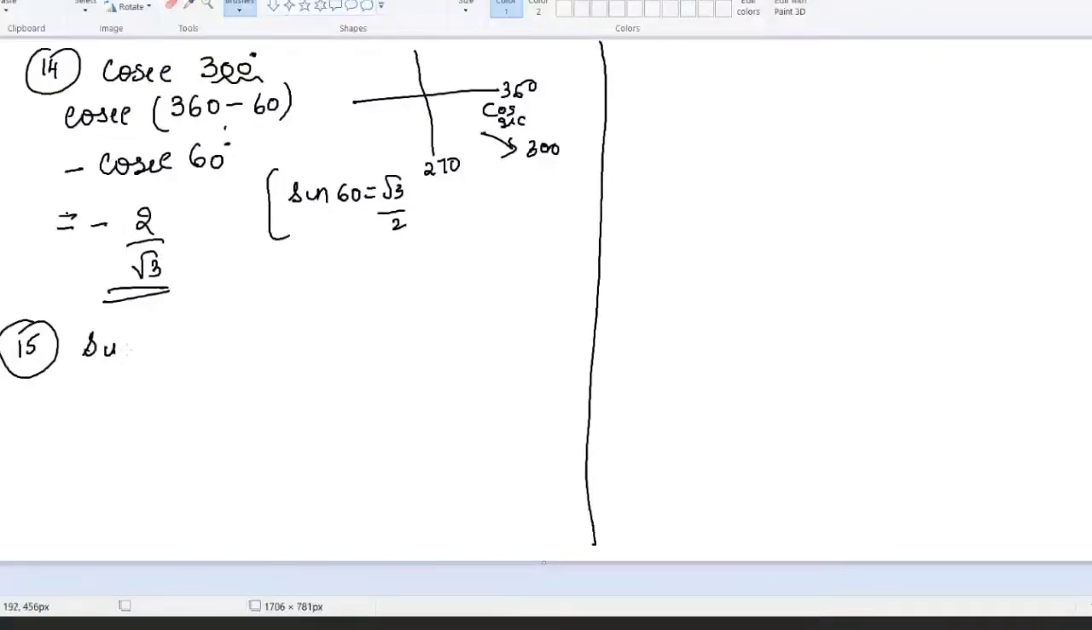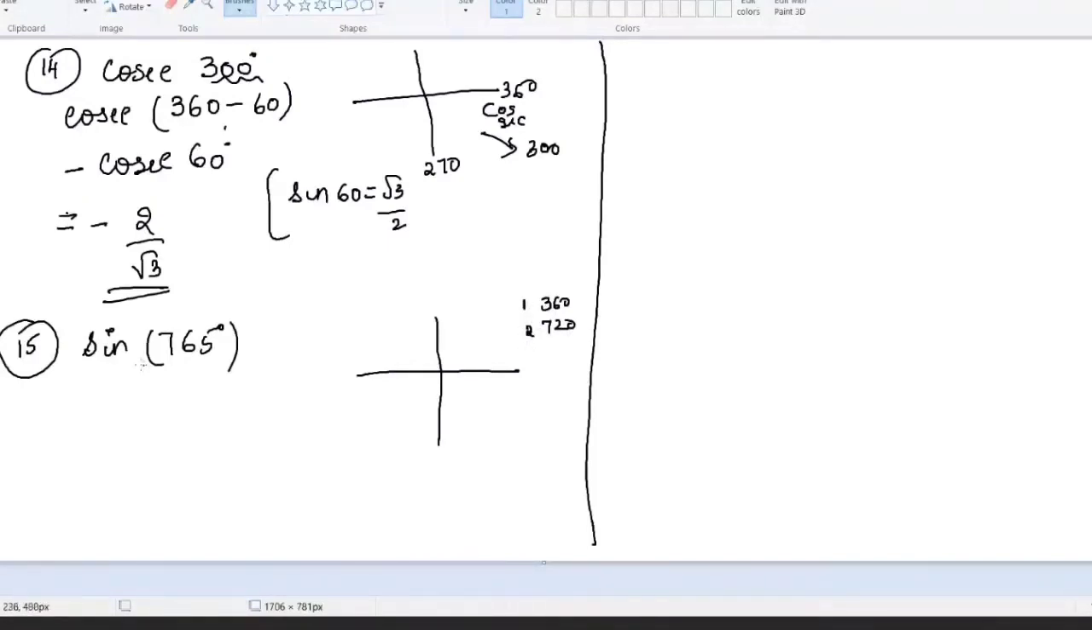Sine 765. First understand, please don't write. Now just from your calculators, I want your help. From your calculator, see what you know. One full circle I go, that is 360. One more circle I go, how much is that? 720 I reach for the second circle, isn't it? So this is one circle. If I go to the second round, 720.